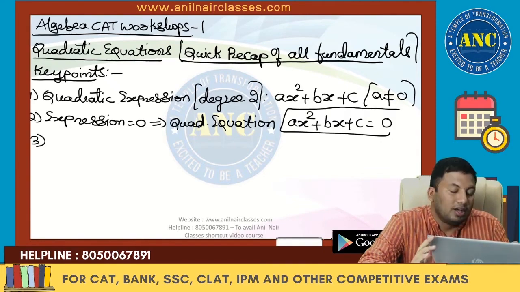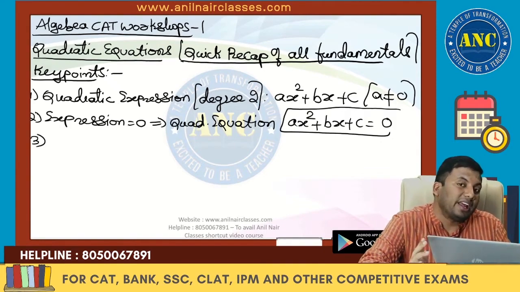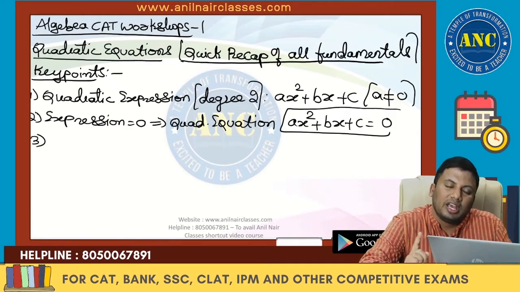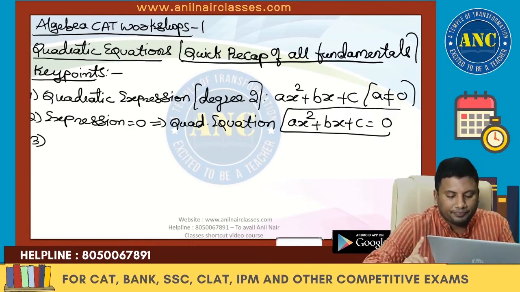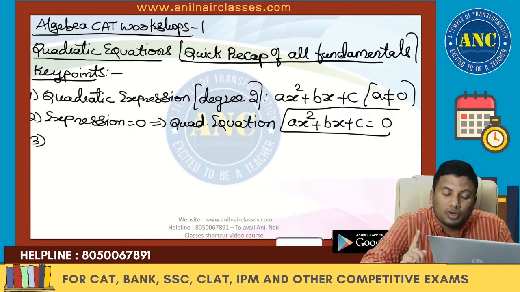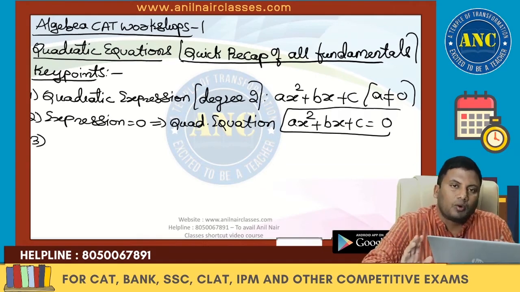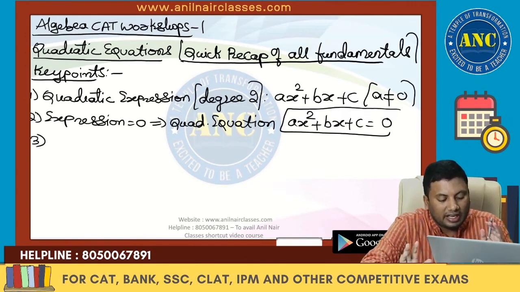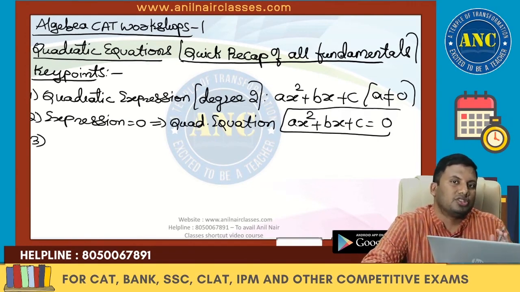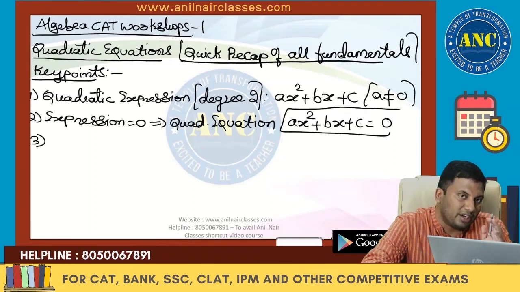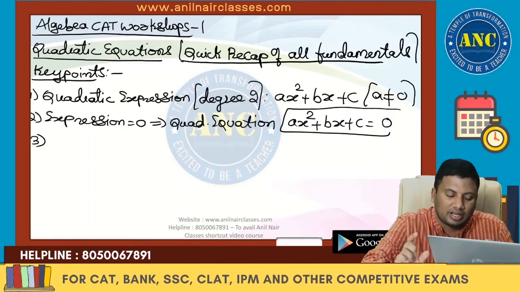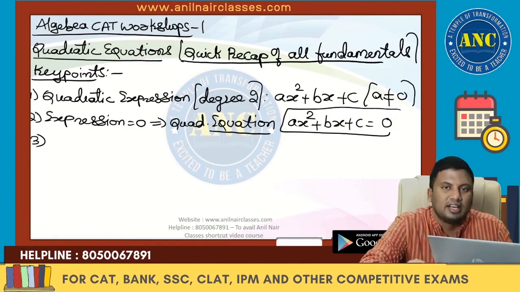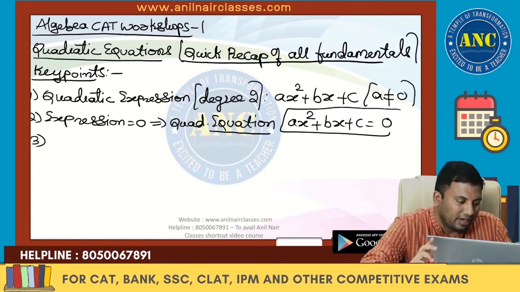Third point, what is the difference between a quadratic expression and a quadratic equation? If a quadratic equation is equated with 0, then we will get the roots. A quadratic expression is not equated with 0. A quadratic equation is equated with 0. If an expression is equated with 0, then it can be called an equation. As the name rightly says, equation, it is equated.